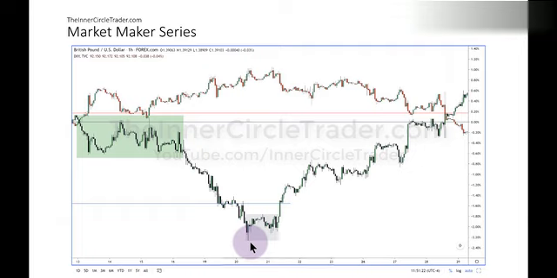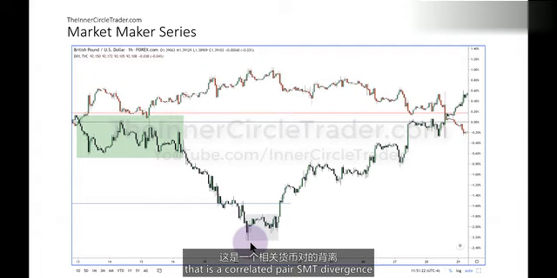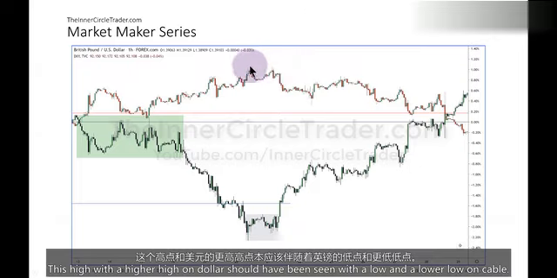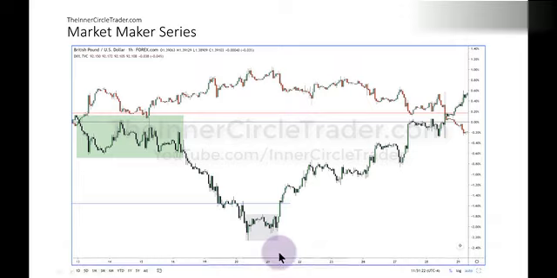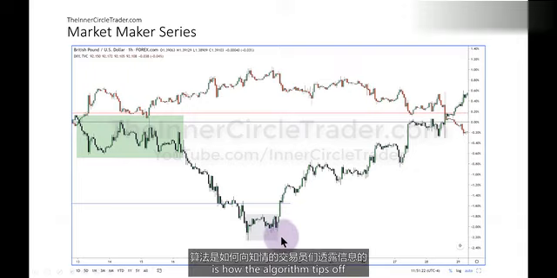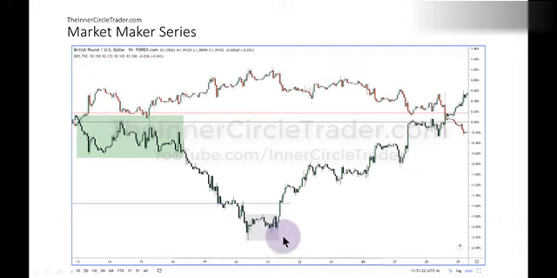If you're looking at correlated pairs like euro and cable, let's say it this way, euro dollar comparing its lows to pound dollar, that is a correlated pair SMT divergence. If you see them break their correlation, in other words, this is a breaking correlation. This high with a higher high on dollar should have been seen with a low and a lower low on cable. But notice what's happening. This right here is how the algorithm tips off the traders that are in the know.